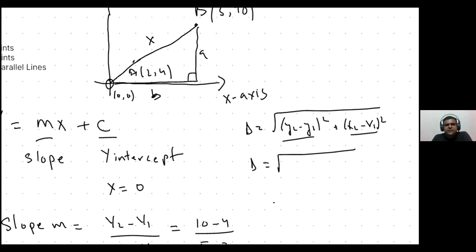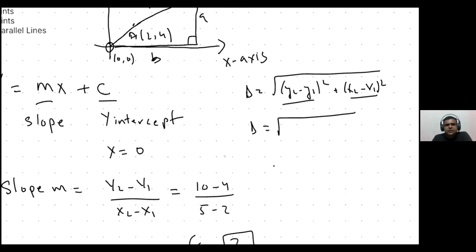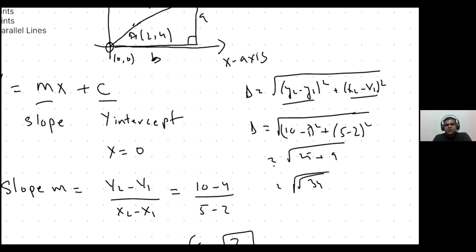10 minus 5 whole square plus x2. X2 is 5 minus x1 whole square. So it's 5 square, 25, plus 3 square, 9. So we get square root 34 as our distance, right? So this is how we find the distance between 2 points.